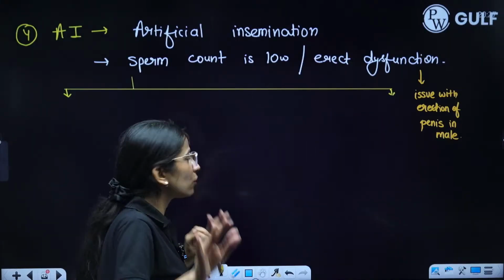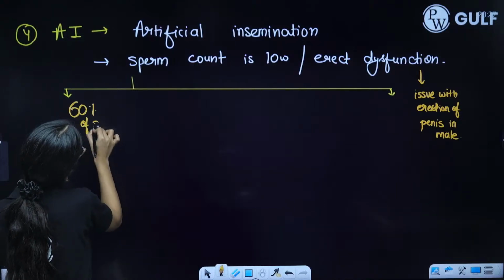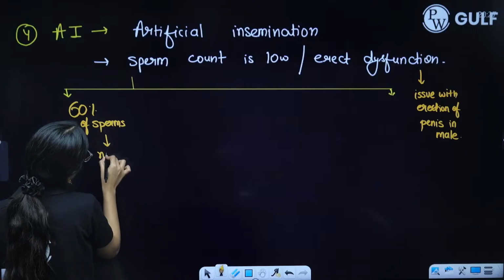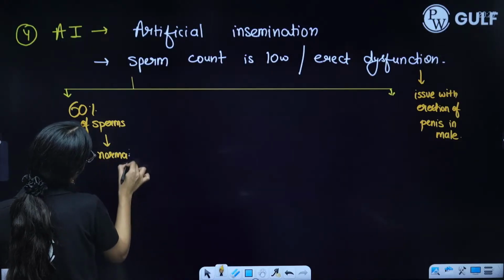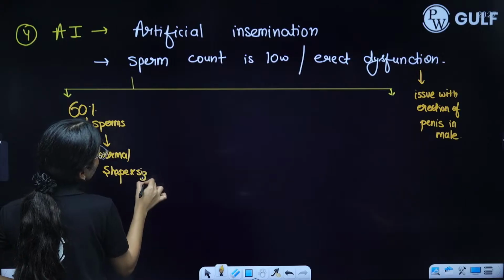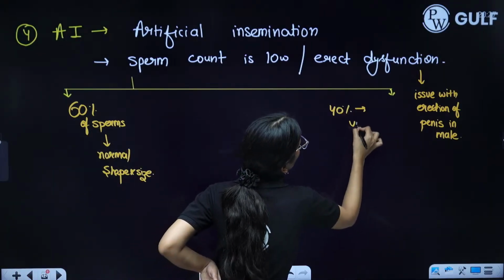Sperm count is too low means, obviously, we know 60% of the sperm from the millions of sperms that are produced should be of normal shape and size, and out of which 40% should show vigorous motility.